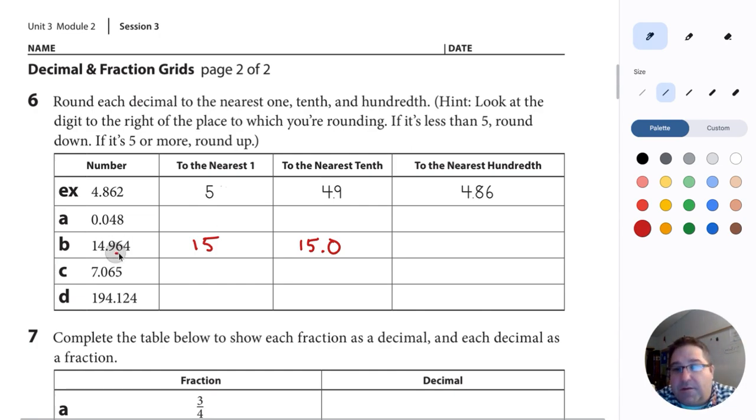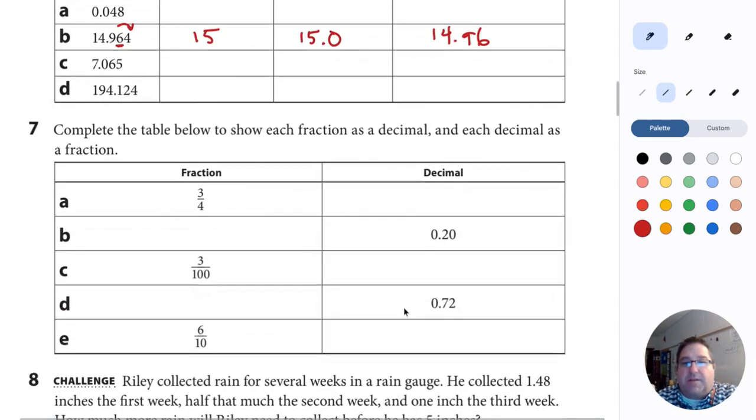Nearest hundredth, we get a 6. Go next door, we see a 4. 4, he's not enough to bump up, so we're just going to leave it alone as that 14.96. Okay. So again, that's the idea, is just starting there and going next door. And we're going to do quite a bit more rounding throughout this packet as well.